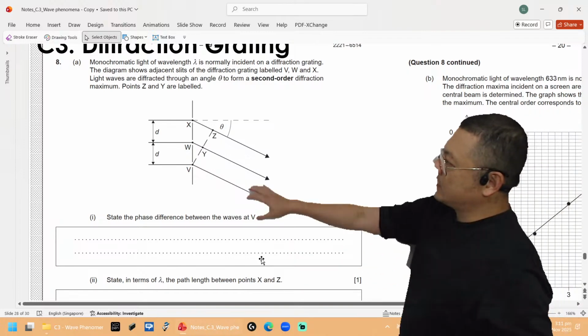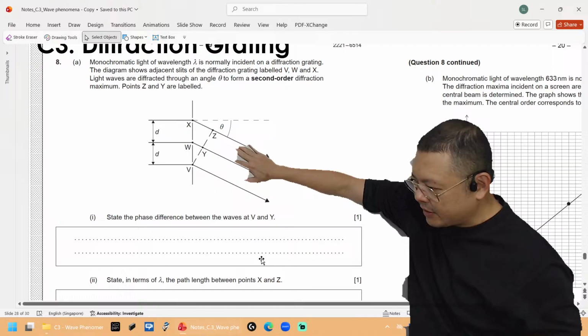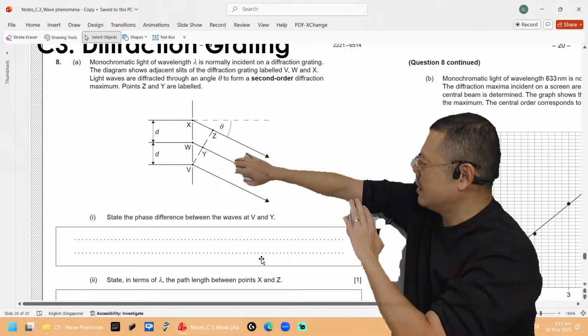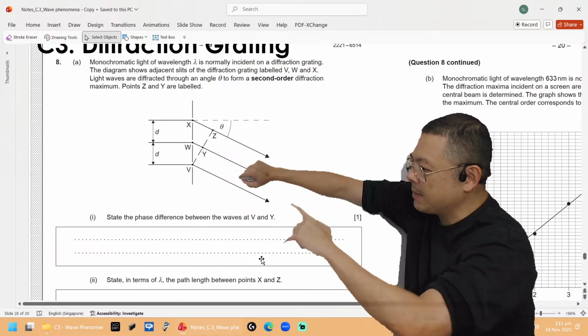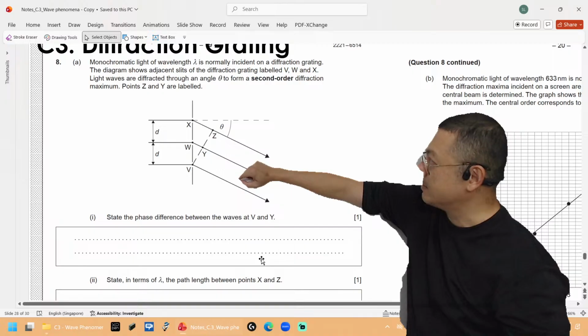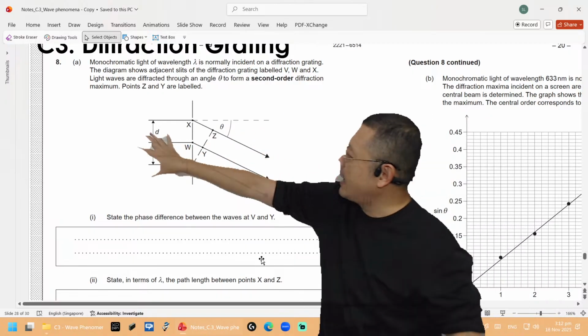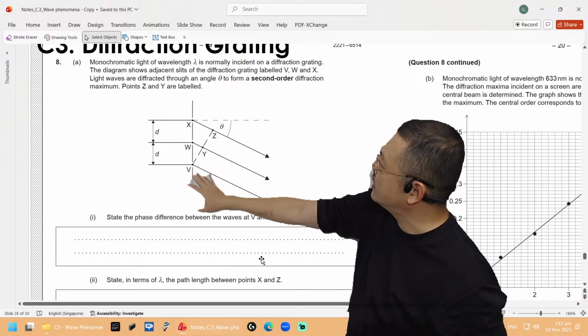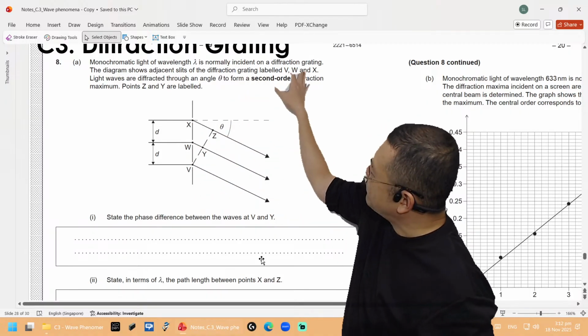Anyway, so this is an actual IB question. This is diffraction grating. The style of this question is very similar to the one that you did before for double slit. It's pretty much the same thing. So we have light going into a diffraction grating. This is just part of it. There are three slits being shown here: V, W, and X.